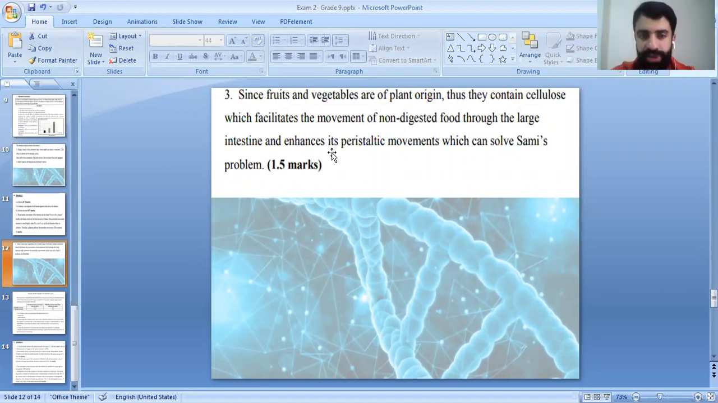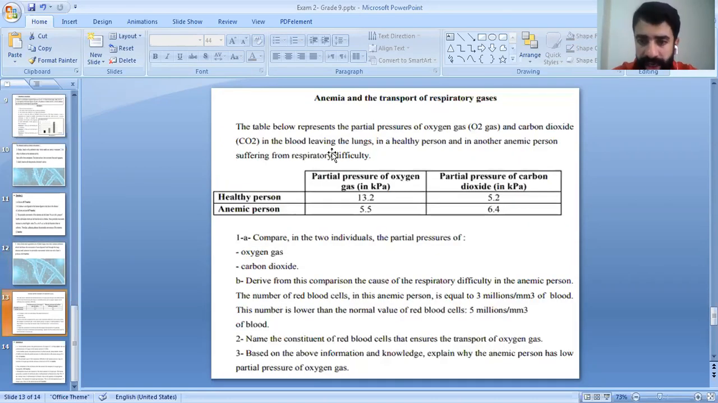This is the most important note here. Fruits and vegetables are of plant origin, sure, they are not of animal origin. So they facilitate the partial pressures of oxygen gas, O2, and carbon dioxide, CO2, in the blood leaving the lungs in a healthy person and another anemic person suffering from respiratory difficulty.